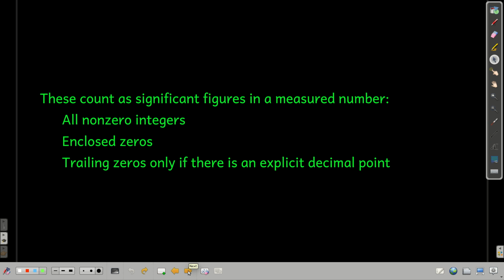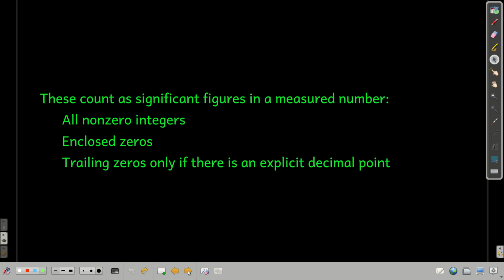The first rule is, when you're looking at a measured number and counting how many significant figures, a digit counts if it's a non-zero integer. If it's a zero that's enclosed, what does that mean? An enclosed zero has a non-zero integer somewhere to its left and somewhere to its right. That's enclosed, and that counts as a significant figure. A trailing zero, sometimes they count, sometimes they don't. And this is key: if there is a shown decimal point, if you can see the decimal point written in the number, then trailing zeros do count.